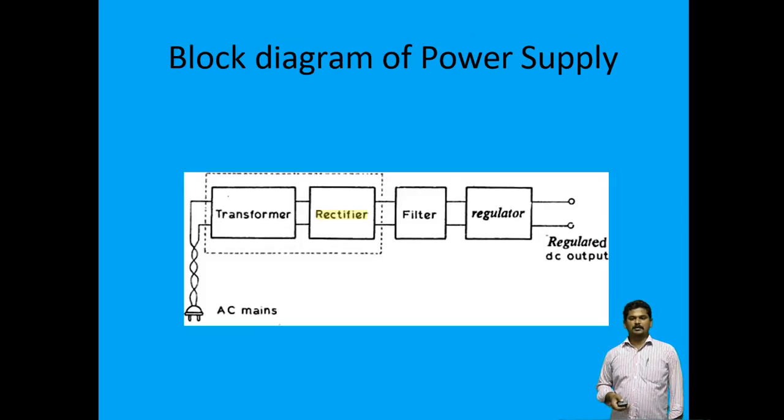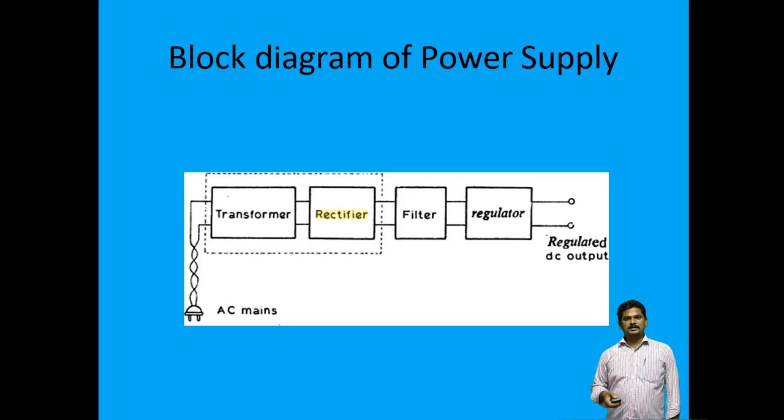And today's session, we are going to discuss the topic of the half-wave rectifier. A simple block diagram of the power supply that we connect to the rectifier circuit. Here, the first block is a transformer. In this, there are two types of transformers: a step-down transformer and a step-up transformer.